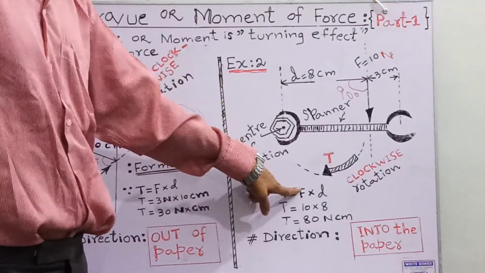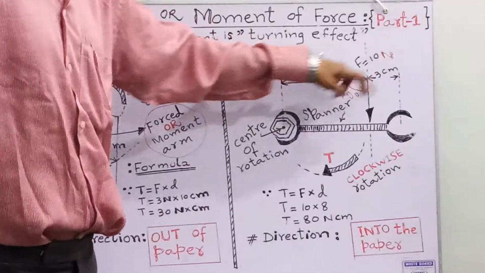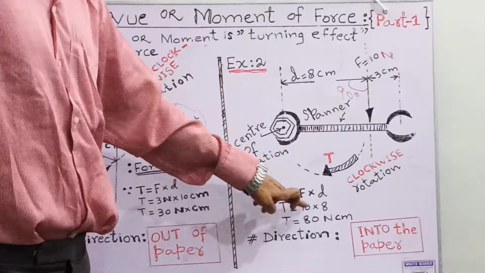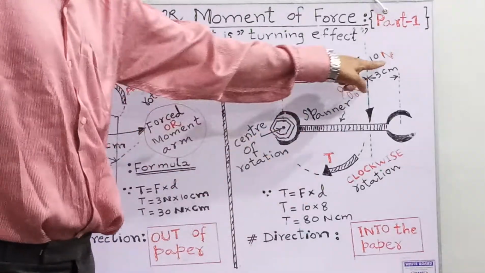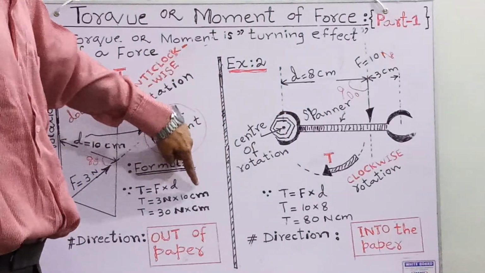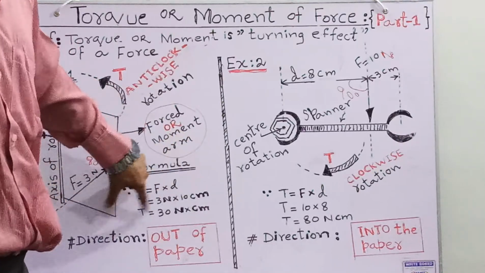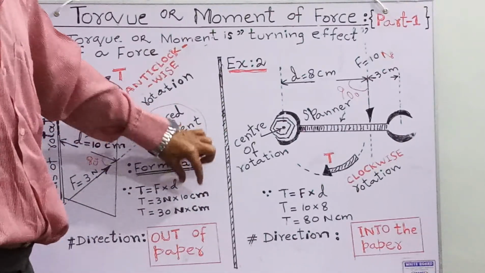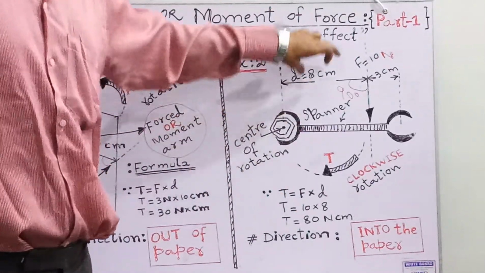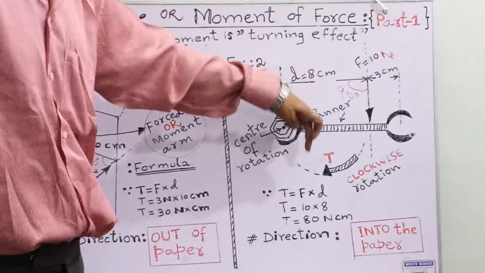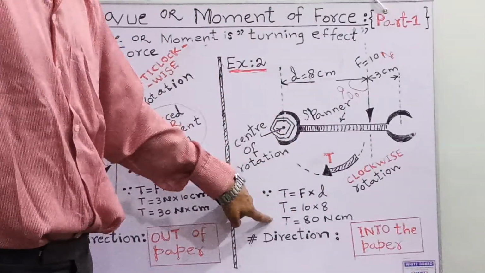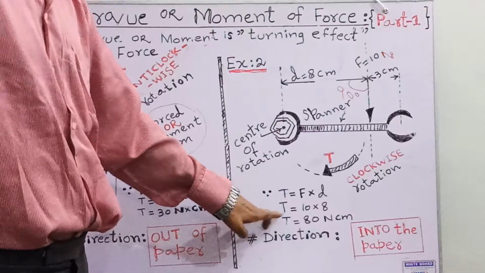Hence, what is the magnitude of F? 10 Newton is the magnitude of F. Put it over here. You can notice that there is only 10, and the unit Newton is not mentioned here, as I have already explained that Newton and centimeter are not necessary to write in the intermediate step. It is necessary in the final step. So 10 Newton, and what is the value of the force arm? That is 8 centimeter, and hence 80 Newton meter is the magnitude of this torque, this moment, which is produced by this force.